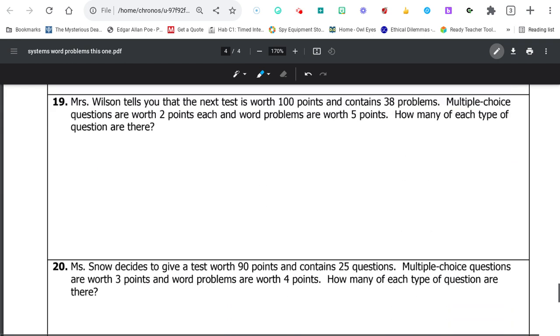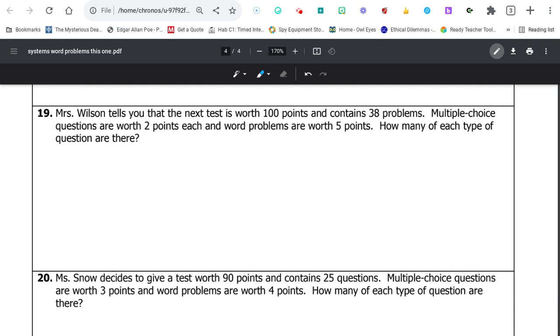All right, let's go down and look at these two. Mrs. Wilson tells you that the next test is worth 100 points and contains 38 problems. Multiple choice questions are worth 2 points and word problems are worth 5. This is a quantity and value problem. How many of each type of question are there? So let's see. Let's let x be the number of multiple choice. I'm just going to put MC for multiple choice because I'm being lazy. And let y be the number of word problems.